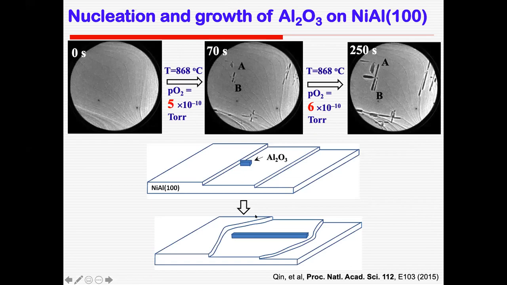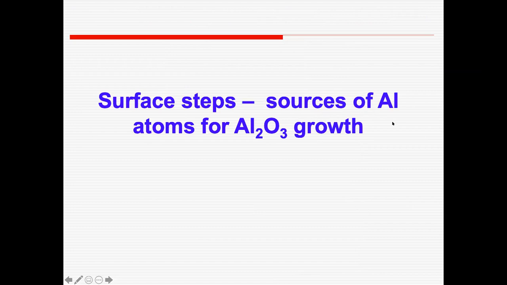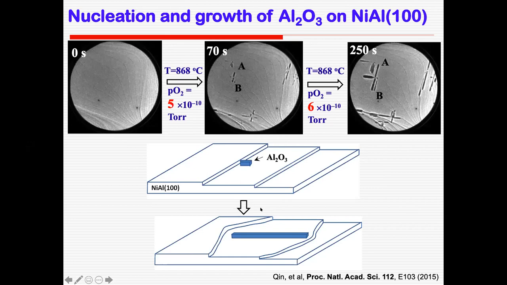The reason is that the step edge is the source of aluminum atoms for oxide growth. Similar to what we talked about earlier for copper oxidation, where the step edge provides a large number of mobile copper atoms, here the step edge of the nickel aluminum substrate provides a lot of aluminum atoms for the oxide growth. Which means there's a significant amount of step edge detachment. That's called the retraction motion on this end. And this end is also caused by the jump of aluminum atoms to the lower terrace, causing the growth of this step edge.